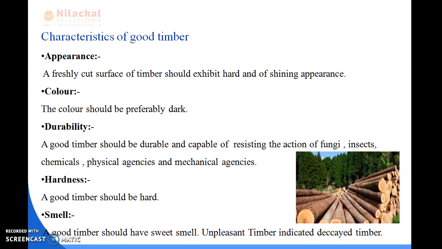That should be hard. Okay. So next is smell. A good timber should have a sweet smell. Unpleasant smell indicates decayed timber. Okay. A good timber should have a sweet smell.